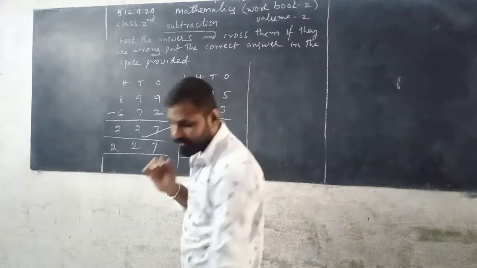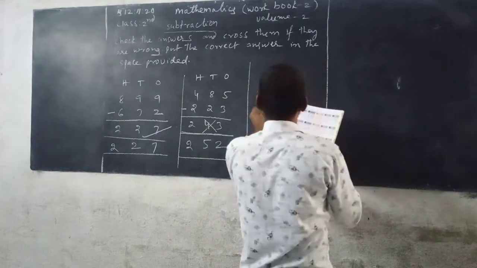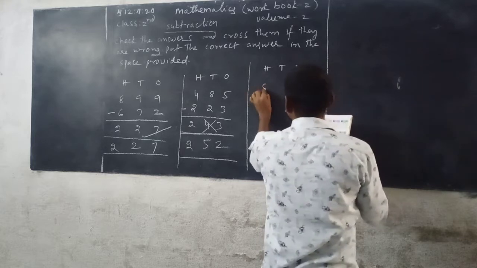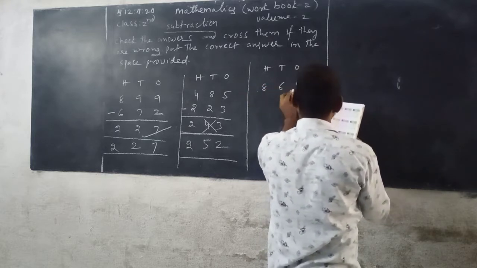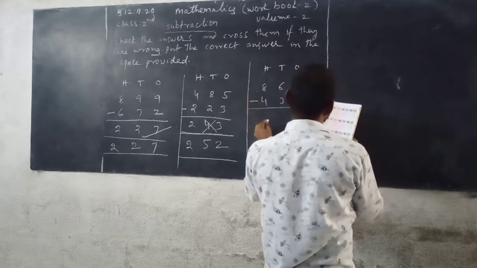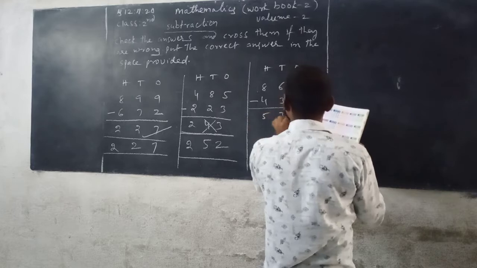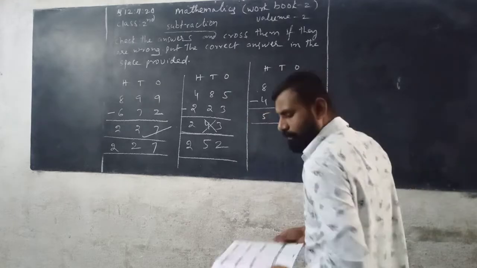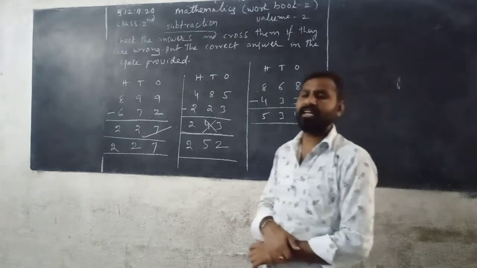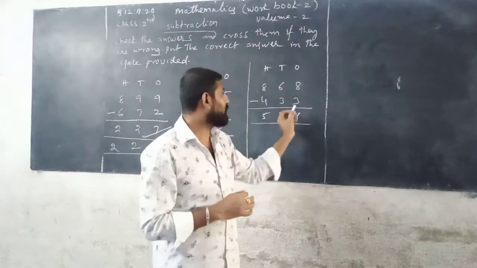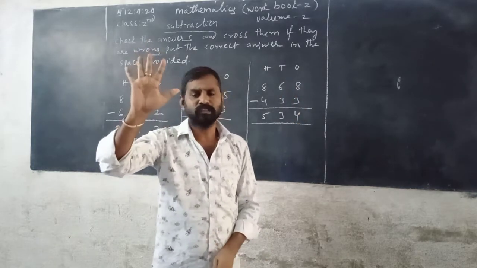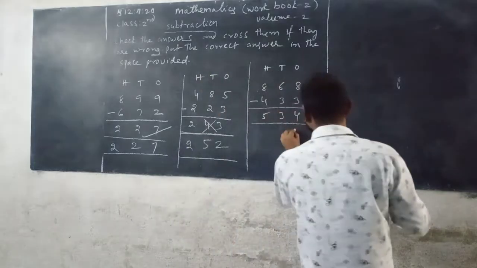Now next, here hundreds place, tens place, ones place: 868 minus 433. Here what is given? 534 is given. Check it once. First subtract the digits in ones place. 8 minus 3, you can get 5 only. You can count 3 after to reach 8: 3 after 4, 5, 6, 7, 8. So you can get 5. Write it down here in the ones column.